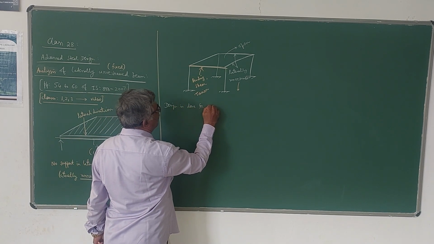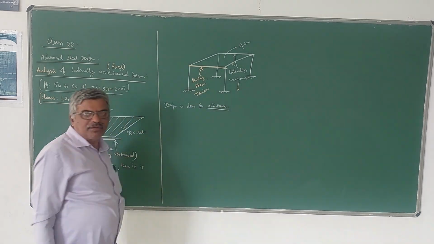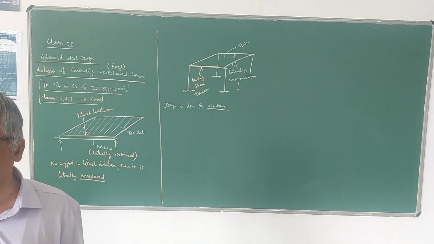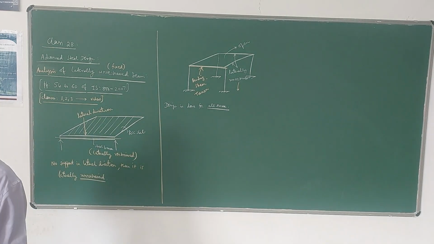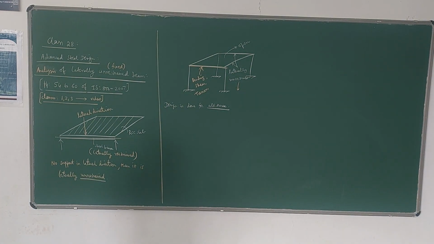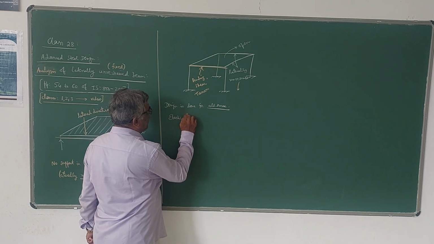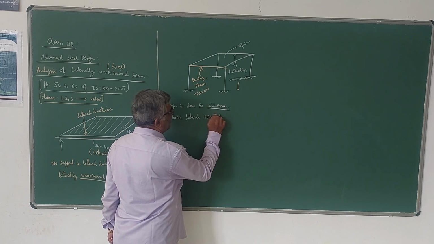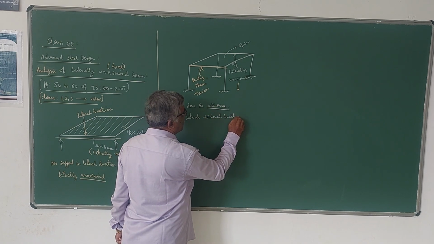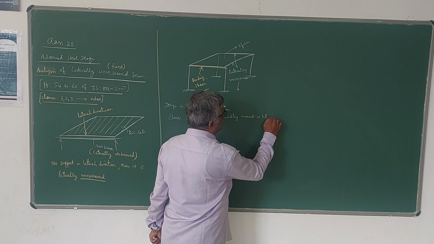Usually beams are designed for bending and shear, but in this case you will have torsion effect also. Due to that torsion effect, you have to calculate one moment called elastic lateral torsional buckling moment. See the word: elastic lateral torsional buckling moment. This is denoted by MCR in the code.